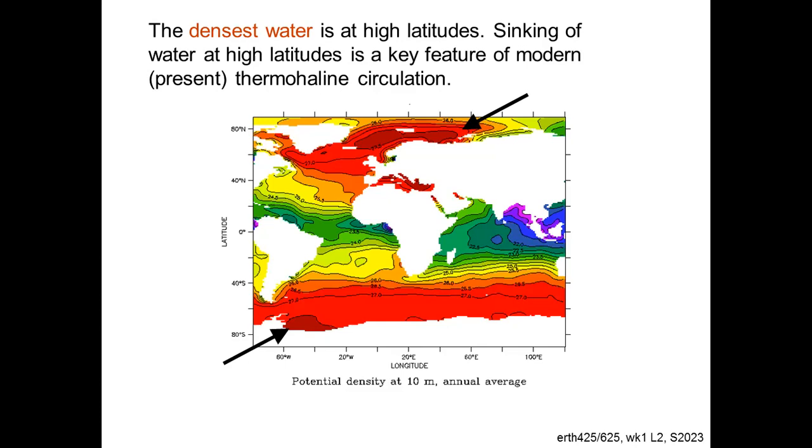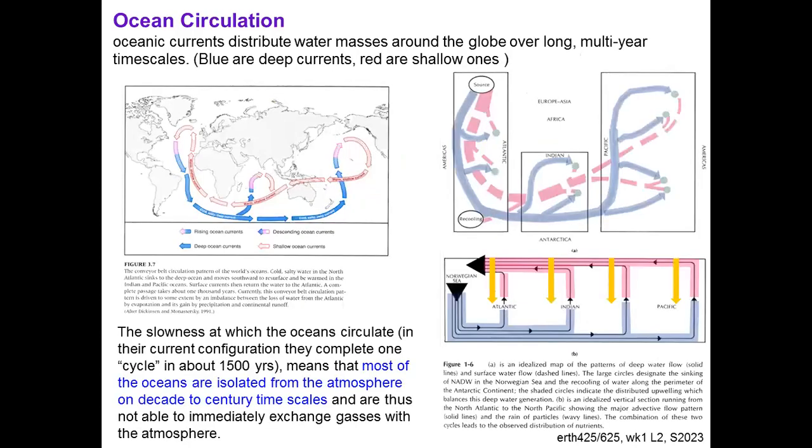This is what sets up oceanic circulation, because these very dense waters that are found near the surface can sink and set up deep ocean currents. Now, I ended last time by showing you this slide. I'm just going to talk about it now in a little bit more detail. This is basically what we call the oceanic conveyor belt.